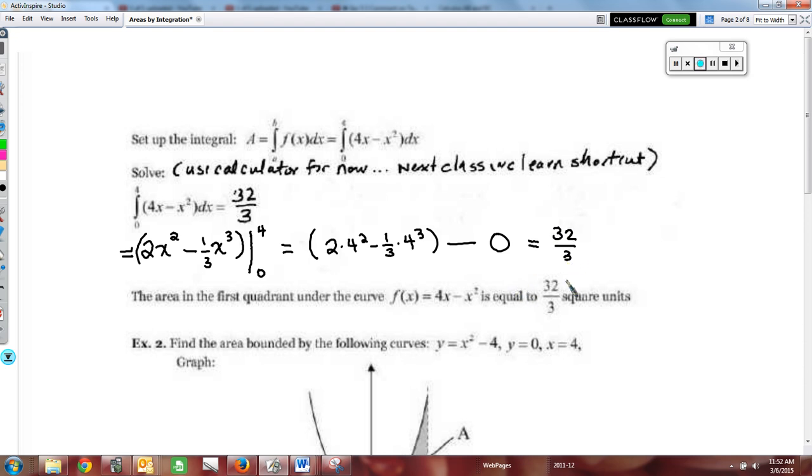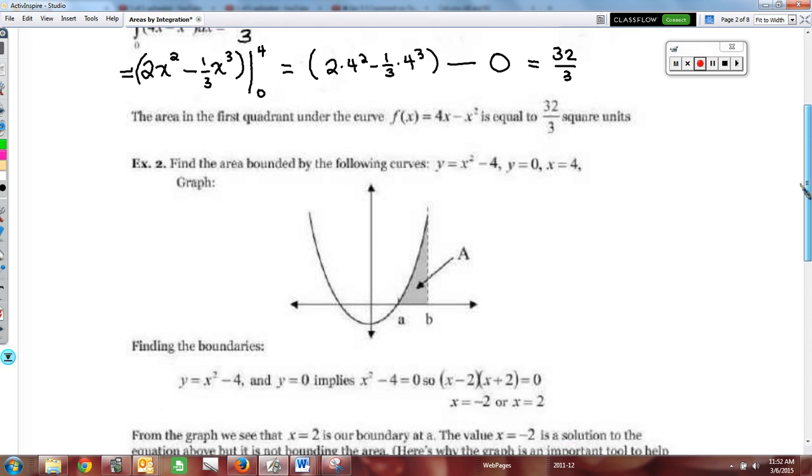And then you can also verify this using function int on your calculator, that you get the decimal approximation of 32/3. So that area in the first quadrant that was under the curve, that was an upside down parabola, is going to be 32/3 square units. All right, now let's take a look at this example.